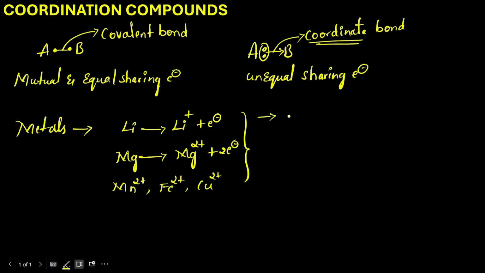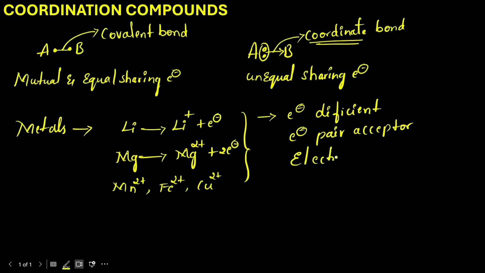Therefore, metals are electron deficient. Since the metals are electron deficient, they accept a pair of electrons. Therefore, they are called electron pair acceptors. Since the metals are electron deficient and electron pair acceptors, they act as electrophiles. And we know that an electron pair acceptor is a Lewis acid.